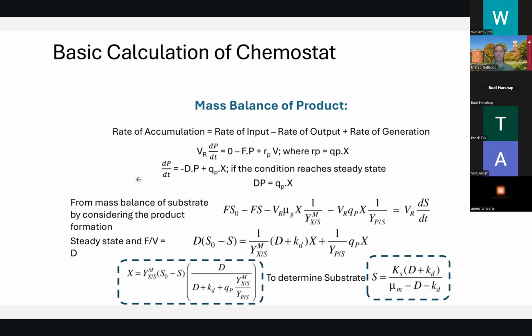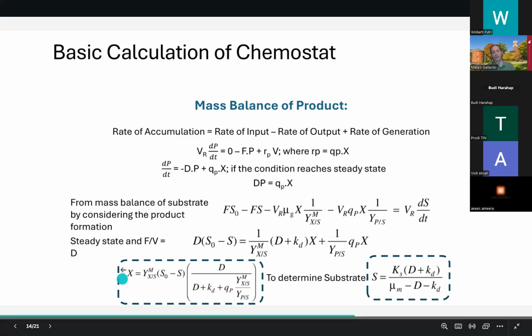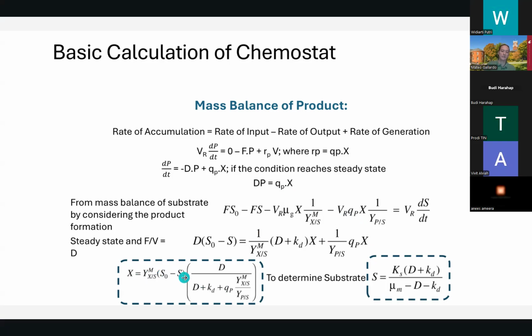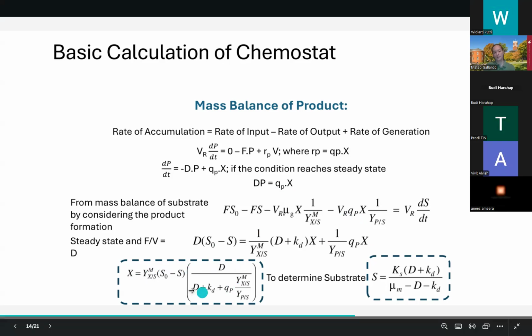And from the mass balance, now we can introduce this new formula, and we can know that X is equal to the yield of substrate in biomass times the difference in the substrate, that is, the one in the inlet minus the one that is actual in the reactor, over the dilution rate, over this expression. Now we have this other formula, and we keep this one to determine the substrate.